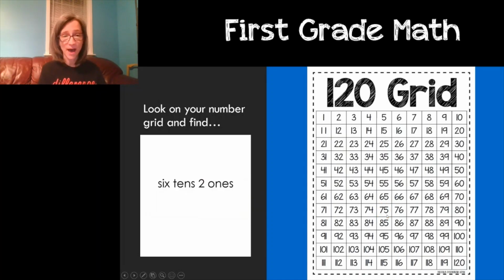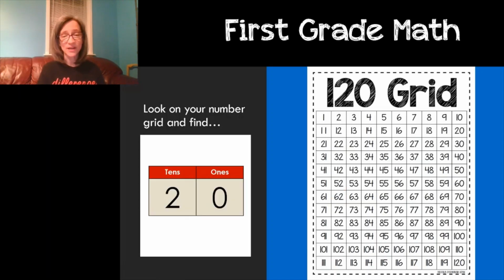7 tens 5. Okay, this one's a little bit trickier because I've spelled it out, but I can read it to you. Which number is 6 tens 2 ones? 6 tens 2 ones. If you find it on your grid, mark it with a penny or a button. If you find it on my grid, point to it. 6 tens 2 ones. You should be pointing to 62. That is 6 tens 2 ones.